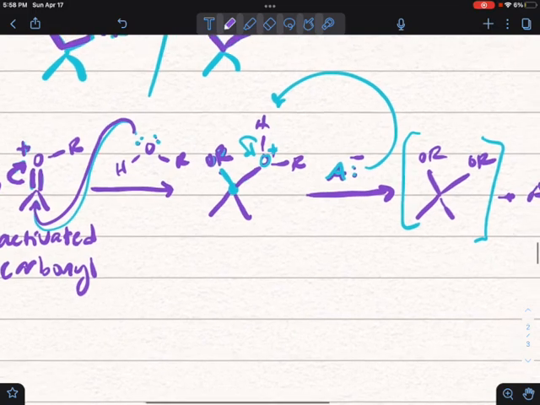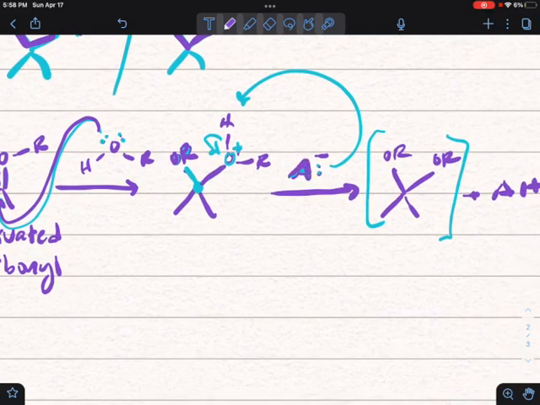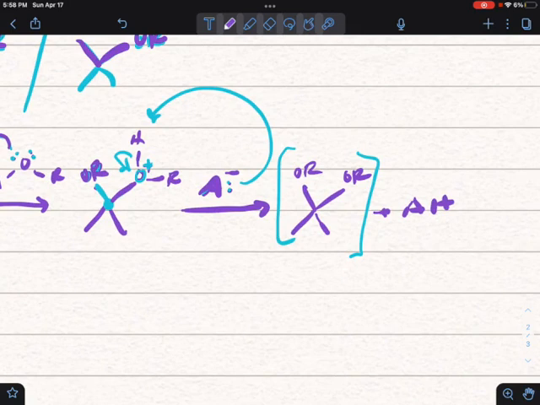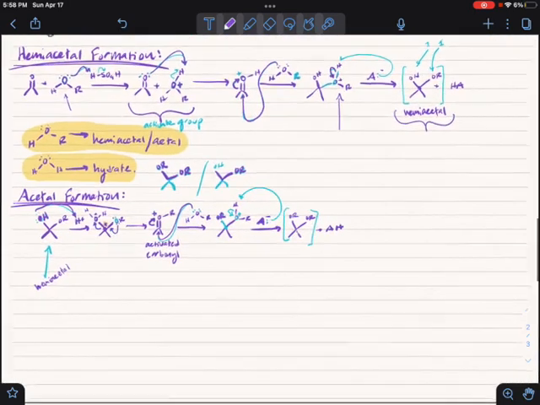So like before, I used the A minus base to take a hydrogen and just make our acetal. Okay, that is it.